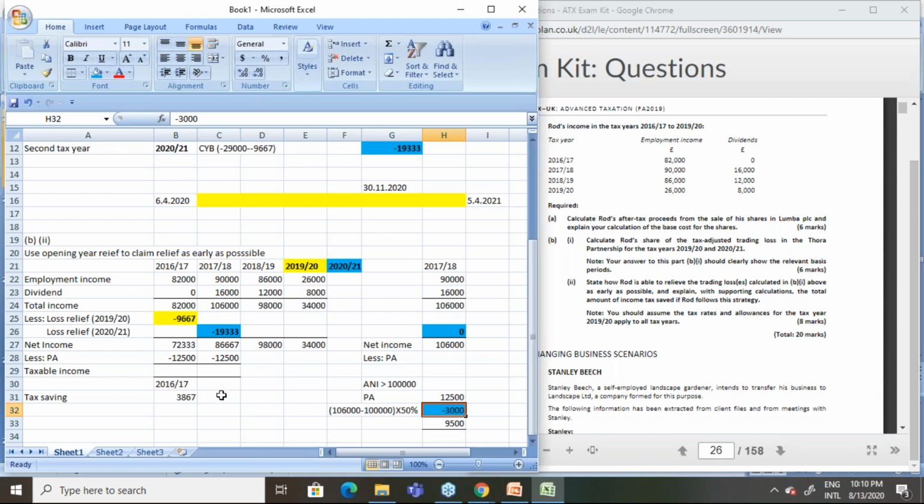So accordingly, on this 19,333, I receive a tax saving at the rate of 40%. That's one. In addition to that, I receive another benefit. That is on this 3,000, where I was able to increase my personal allowance by £3,000, where I can save taxes at the rate of 40%. Here, 1,200.